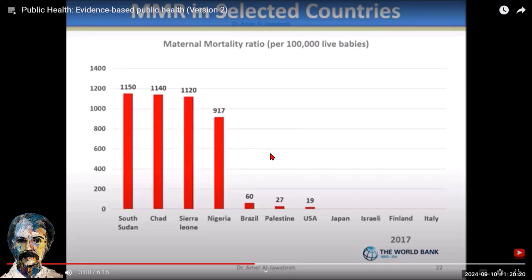High, low, it's in between. USA, 19. Japan is 5. They don't have lots of pregnancies in Japan. They are old age. The population pyramid in Japan is somehow mutilated, it's upside down. Okay. Israel, 3. Three women die every 100,000, which reflects a good health system. Japan, the same. Finland. Italy is the best. See? 2 every 100,000 live births. You can go and check the rest of the countries if you are interested in any country.